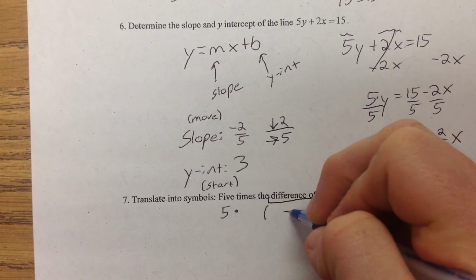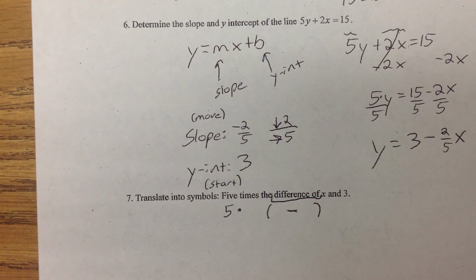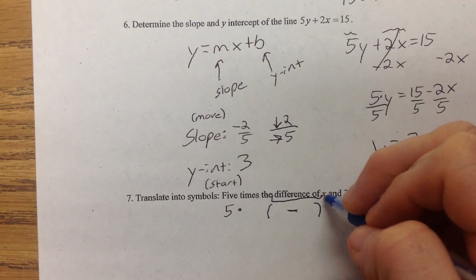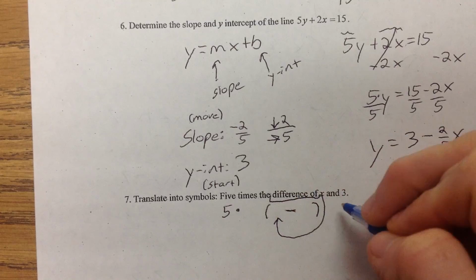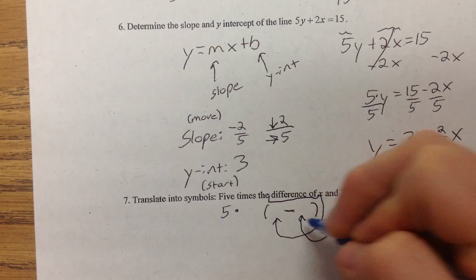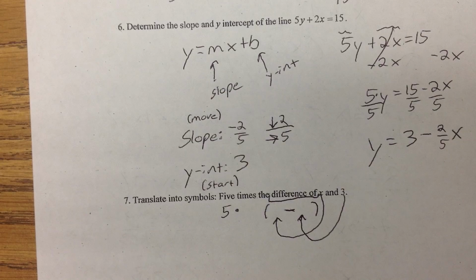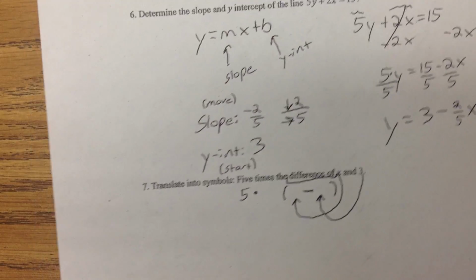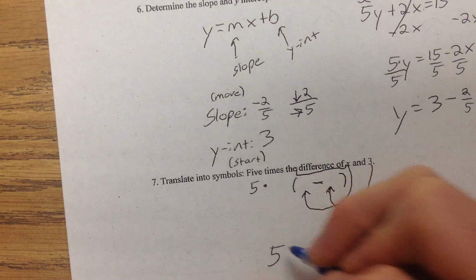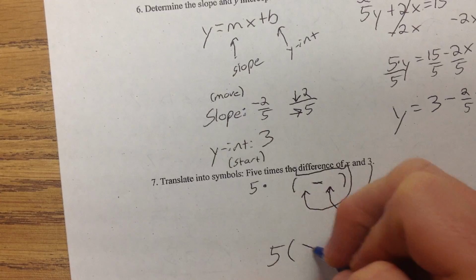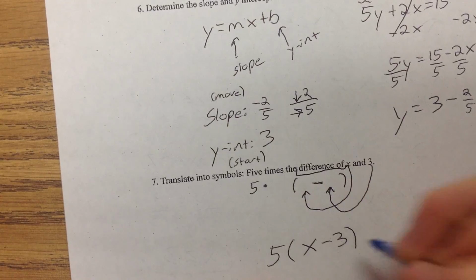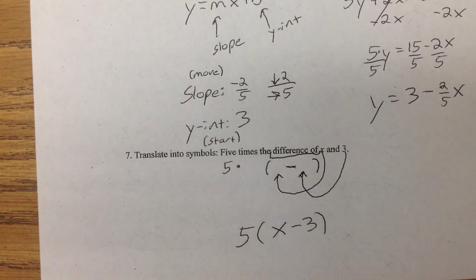So it's going to be parentheses with subtraction in the middle, and then what we're subtracting is the x and the 3. All right, we do not flip the order. Difference is not a turnaround word. Less than is our turnaround word. So we're just going to write this as 5 parentheses x minus 3. And that takes care of that.